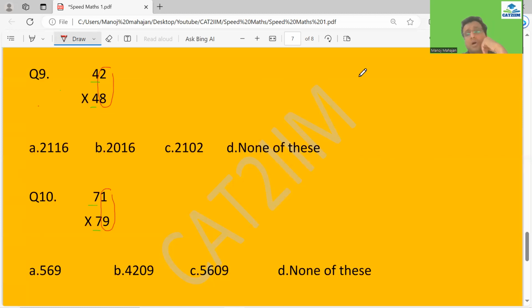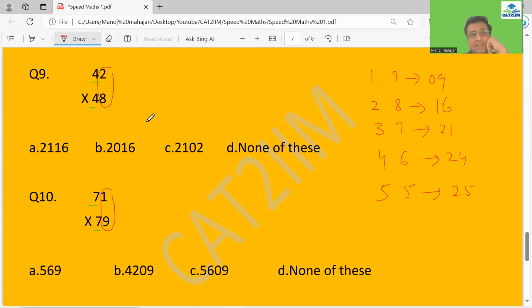So my sum of the unit digits can be 10 in what ways? 1, 9, correct? 2, 8, 3, 7, 4, 6, 5, 5. So 5 into 5, if I do, that becomes 25. 6 into 4 becomes what? 24. 3 into 7 becomes what? 21. 2 into 8 becomes what? 16. 1 into 9 would be just 9. So make sure you write 09.